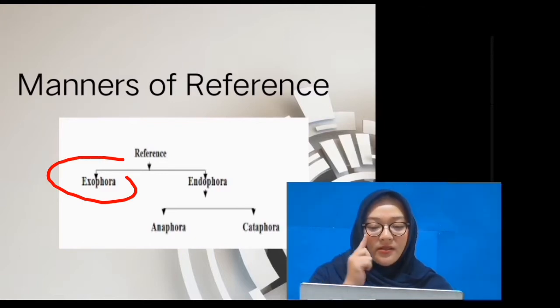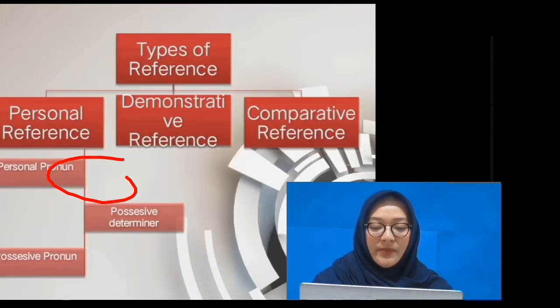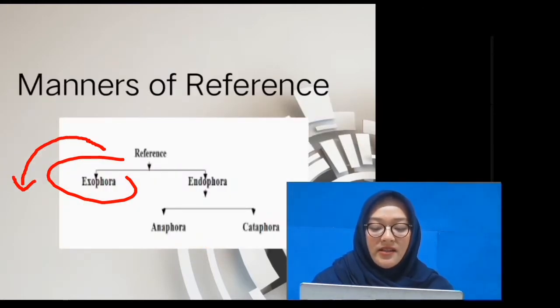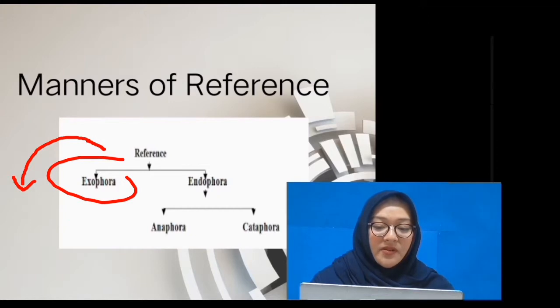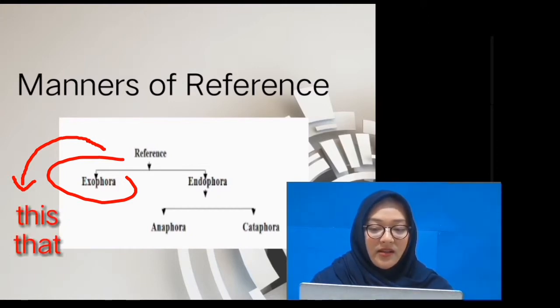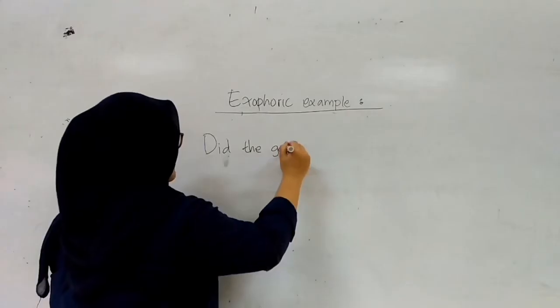Exophoric reference. Exophoric is reference to something extra-linguistic, not in the same text. It signals that a reference must be made to the context of situation. For example, pronouns with words such as this, that, there, here are often exophoric.